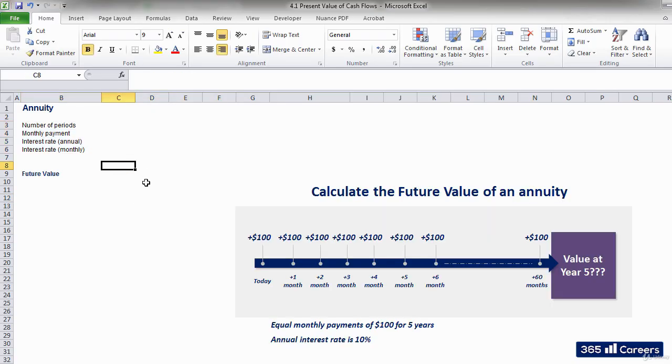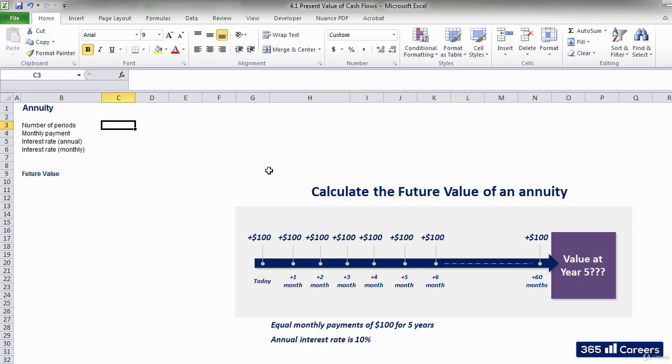Okay, so here we are. Our task is to calculate the future value of a 5-year annuity, where we will make constant payments of $100 each month throughout this 5-year period, and where the interest rate will be 10% on an annual basis. We can do this very easily.